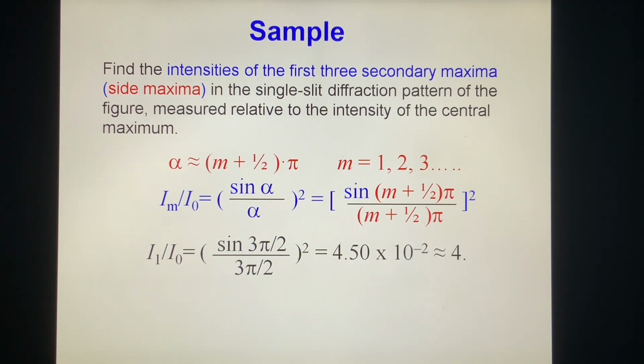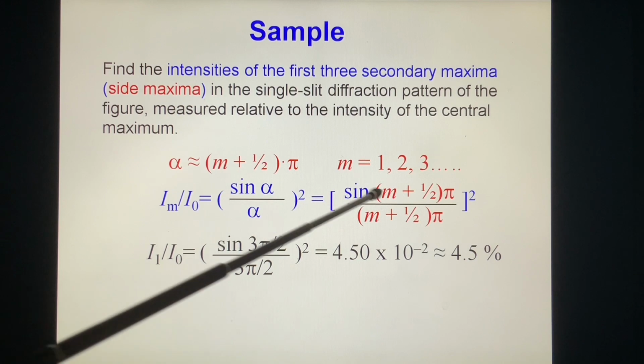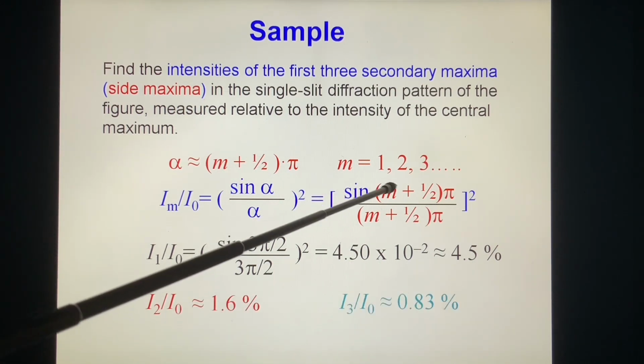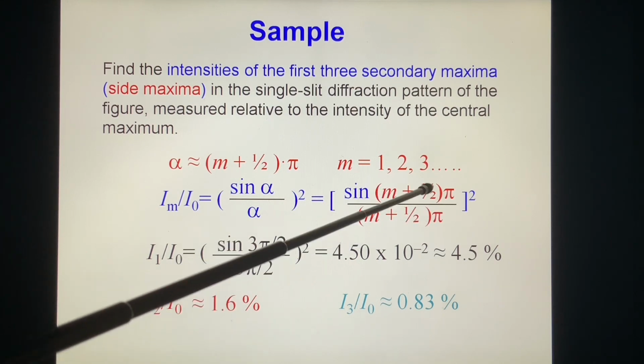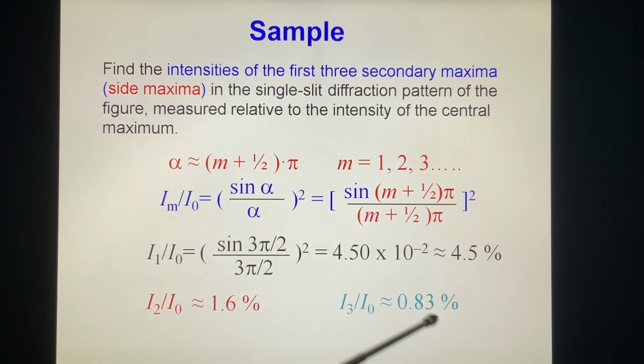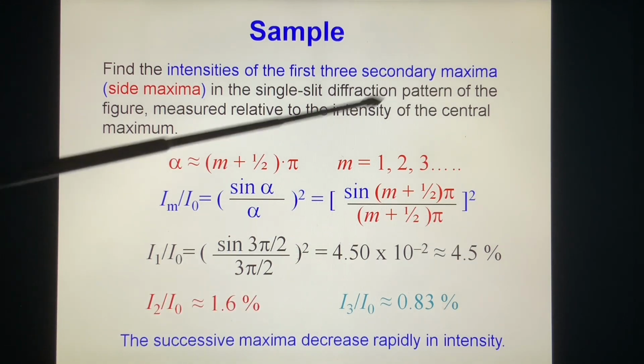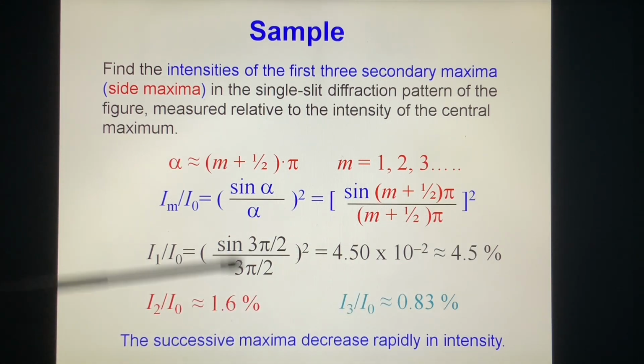At 4.5 percent. And the second, m equal to 2, this is 5 pi over 2, 1.6 percent. And then put in 3, this is 7 over 2 pi, get 0.65 percent. So we see that the successive secondary maxima decrease rapidly in intensity: 1 to 4.5, then to 1.6, then to 0.65.